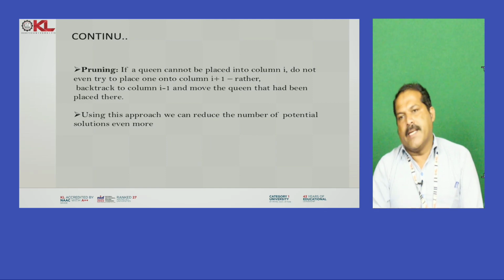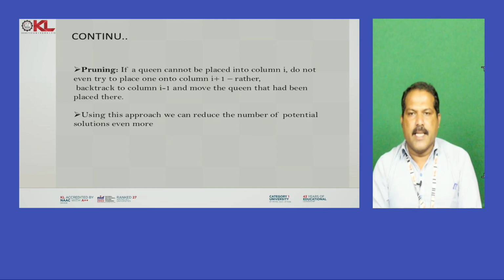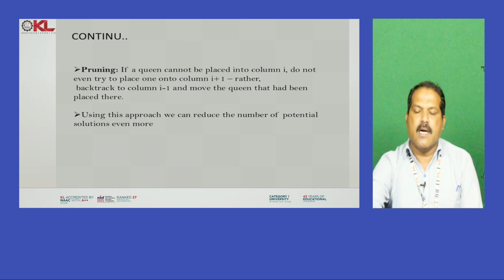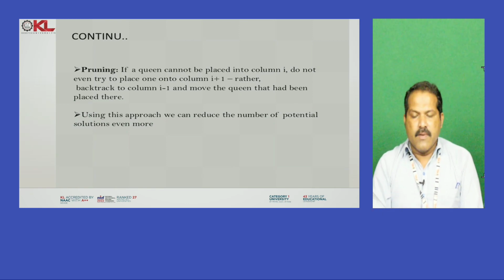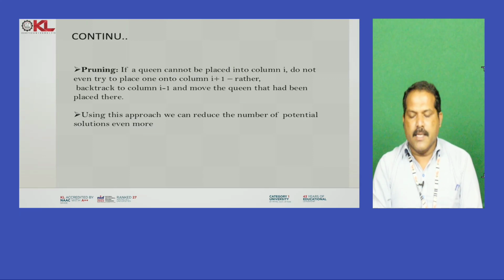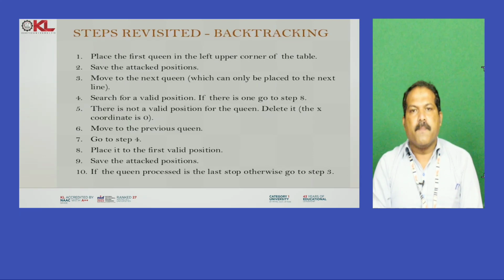Backtrack to column i minus 1 and move the queen that had been placed there. Using this approach, you can reduce the number of potential solutions even more. So we can get the feasible solution. First we have seen the optimal solution, feasible solution, everything we have seen. So we are going to find the best solution by using backtracking and the 8 queens problem. These are the steps we are going to see in backtracking.